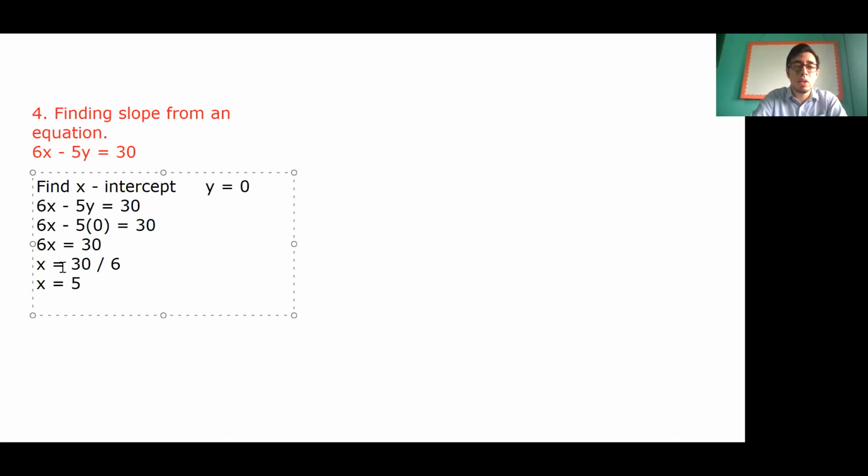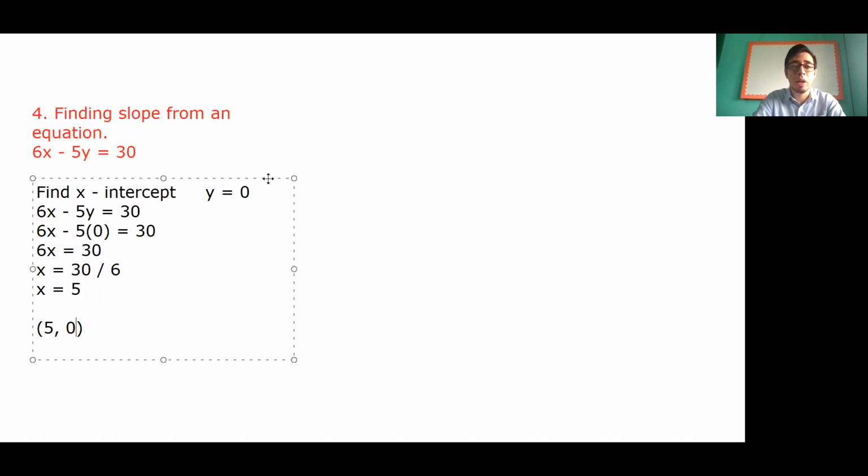So this is going to be the x-intercept. x is going to be 5. And you can write it in this way. You can write the ordered pair: x is 5, but y is 0. Remember, we start the intercept when y is 0. So now I need to find in the other part the y-intercept. I'm going to do it in here.